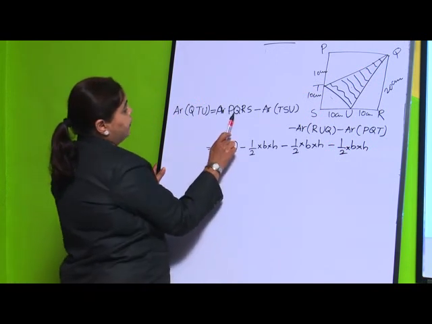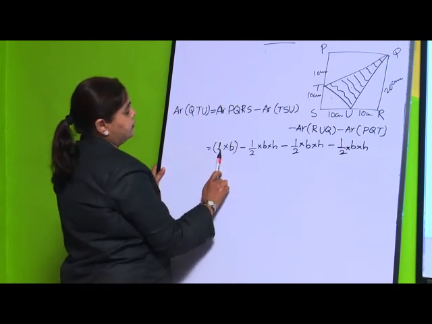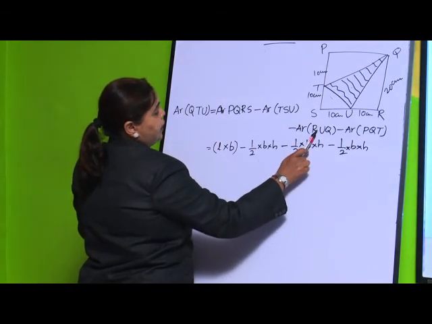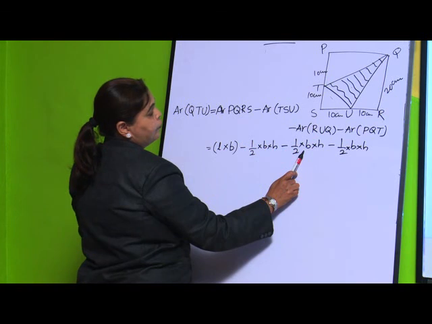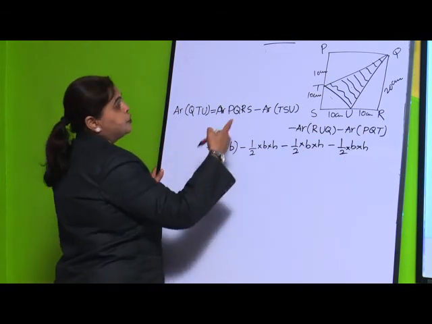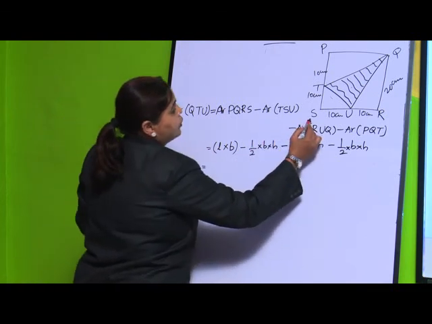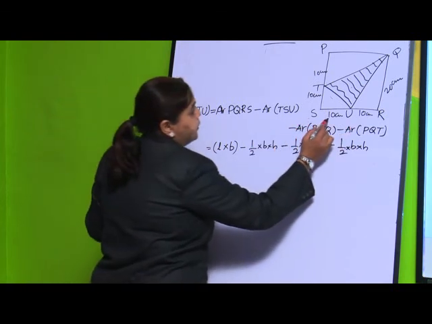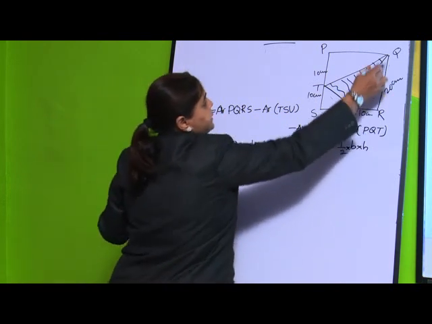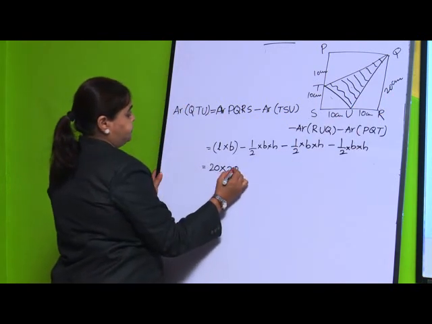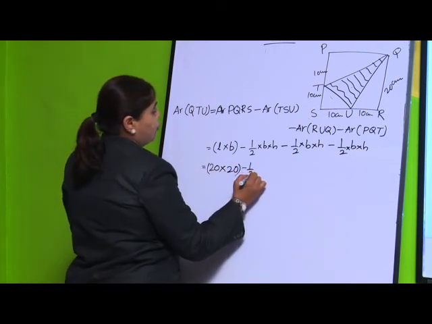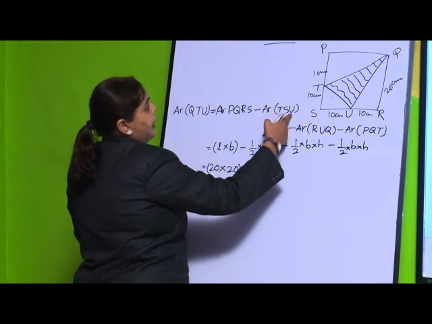Now, we will do the subtraction. See what we had done? We had written the PQRS area formula, then TSU we had written the formula of this triangle, and even we had written the formula for this triangle as well as the formula for this triangle. Now, we will substitute the values. What is length into breadth? You know, the length is given to us here. 10 plus 10 is 20, multiplied by the breadth, which is already given here as 20. I will put it in a bracket, so you will not get confused. So, half, what is it? TSU.